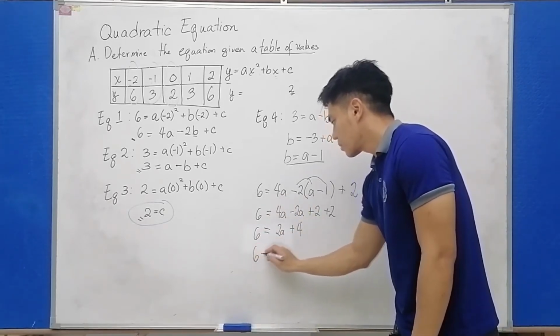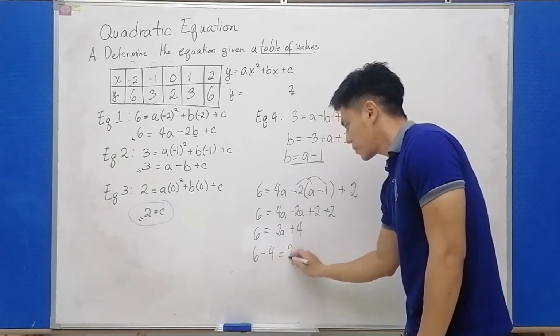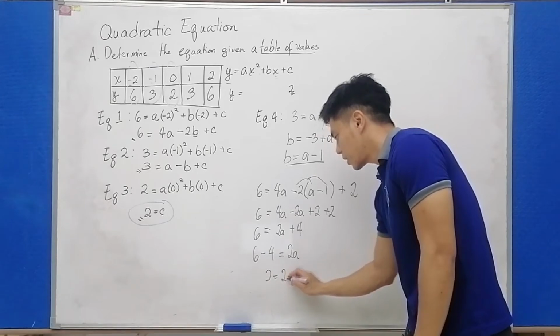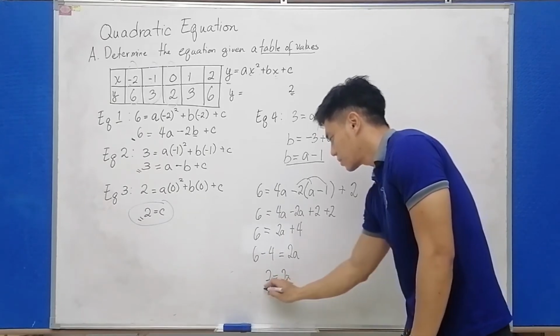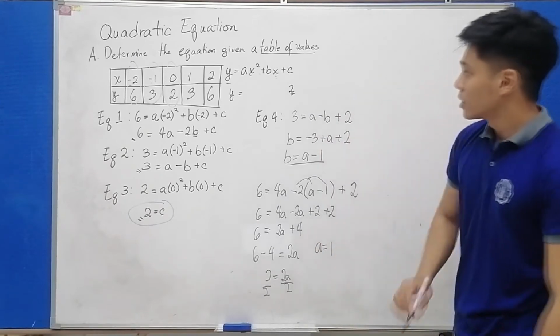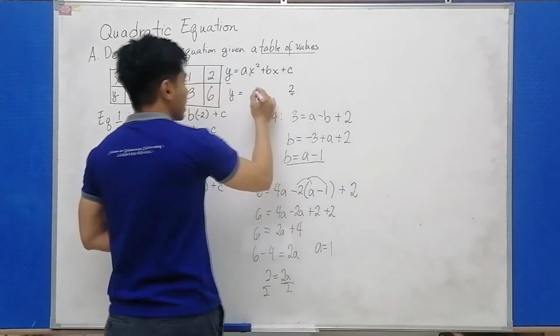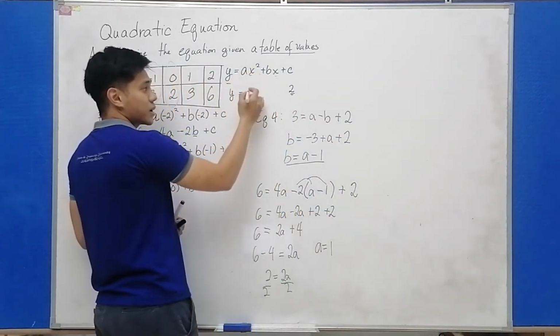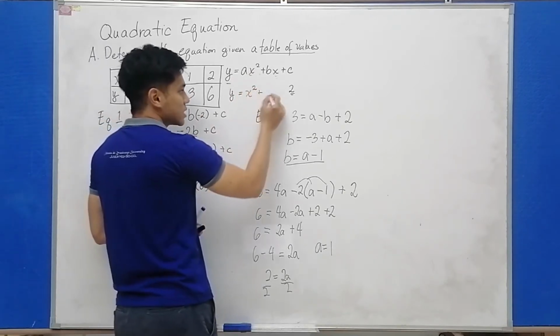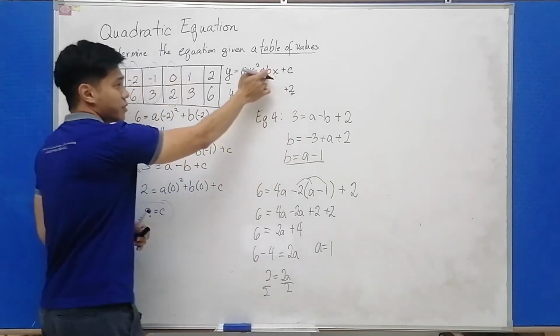We have 6 minus 4 is equal to 2a. Then we will have 2 is equal to 2a. And then we just divide by 2. Our a is going to be equal to 1. So now we have a 1 term for our x squared. So 1 times x squared will give us x squared. So now we're just missing the last term for b.